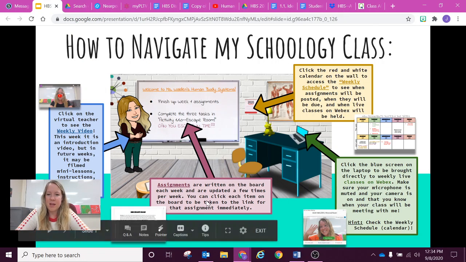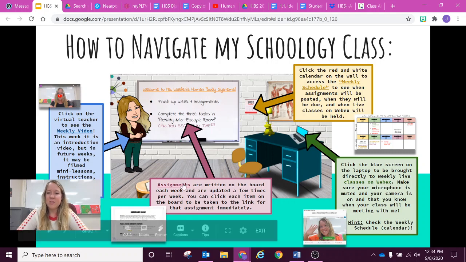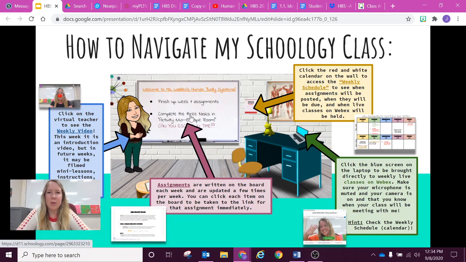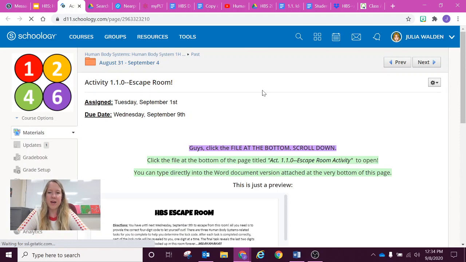The second thing is assignments are always written on the board, and not just assignments, just important things in general. So for example, today it said, hey, period 6, we're meeting today at a certain time. So you can always read what's on the whiteboard for the most important things. Last week you were assigned the escape room activity. If you click on that, it will bring you directly to that assignment, which was assigned last Tuesday, and it's due tomorrow, Wednesday, September 9th.